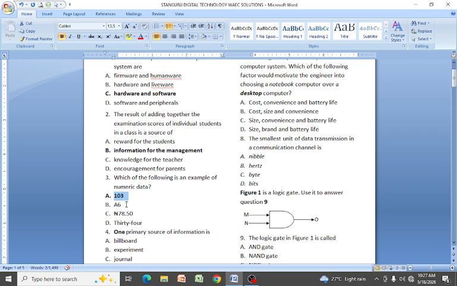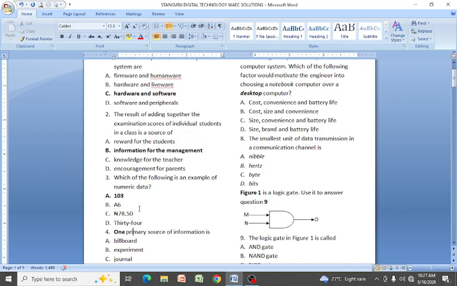Option B is not correct because we have the letter A there, which makes it alphanumeric data, a combination of alphabet and numbers. Option C contains a currency symbol, the naira sign. Can you see 78.50 naira? Because of this naira sign, C can never be the answer. Then option D, which is 34, is written in words, not numeric format. So the answer is A.